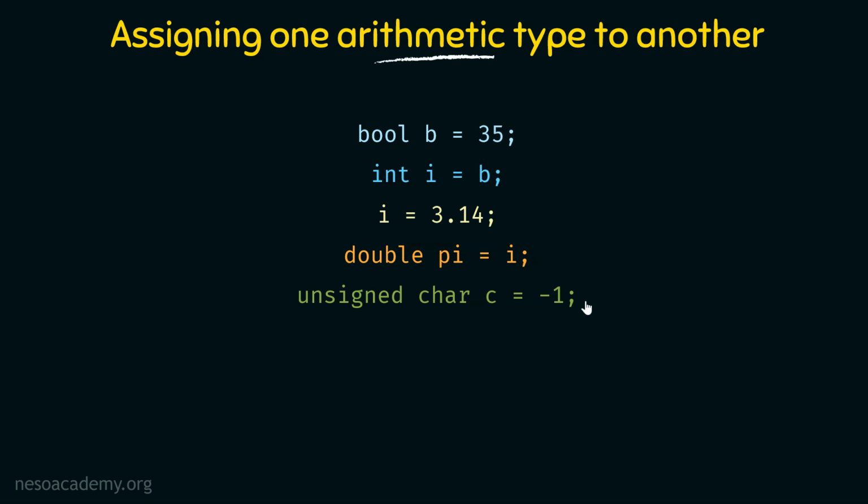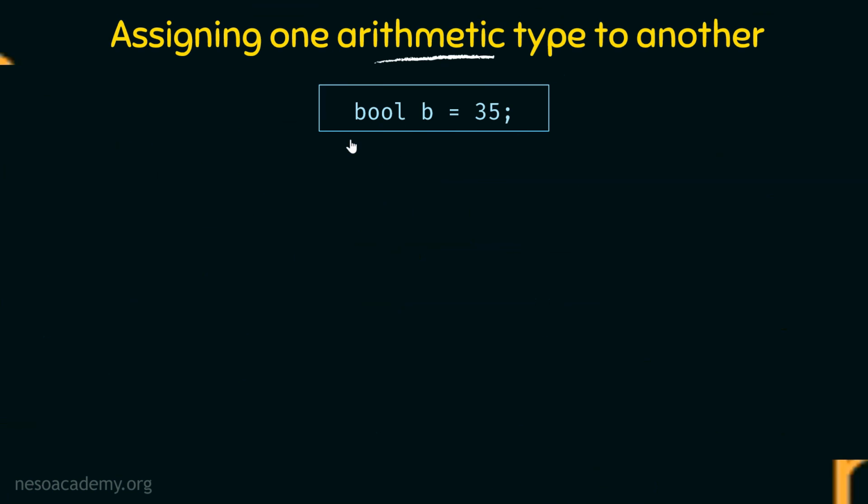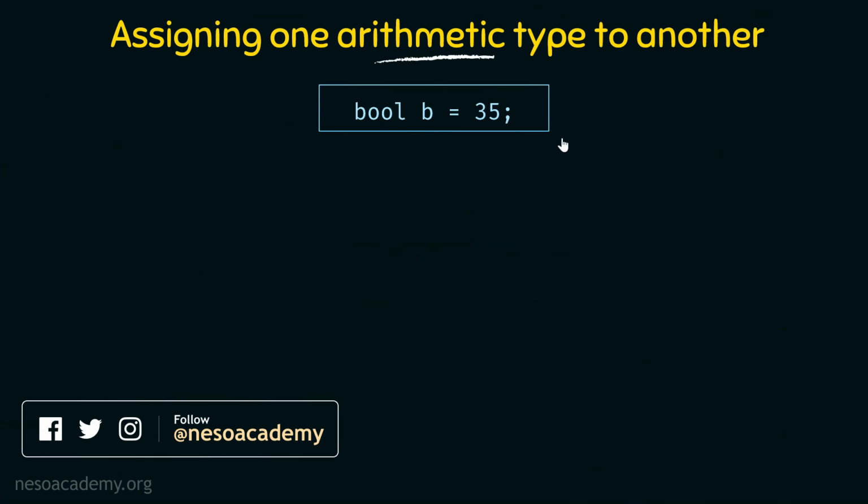Okay, so let us go one by one, starting with bool b equal to 35. Now, if I run this in a program and try to print the value of b, what is going to be the output? The output is going to be b is true. So b is going to have the value true. Now, what happened here? b was equal to 35, and when we printed, the value is true.